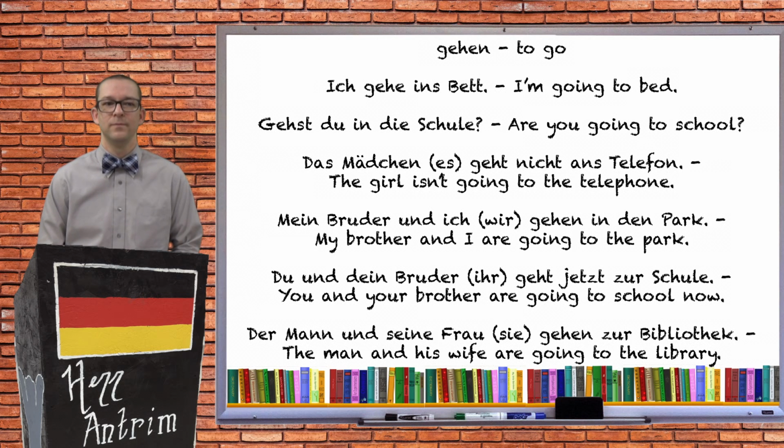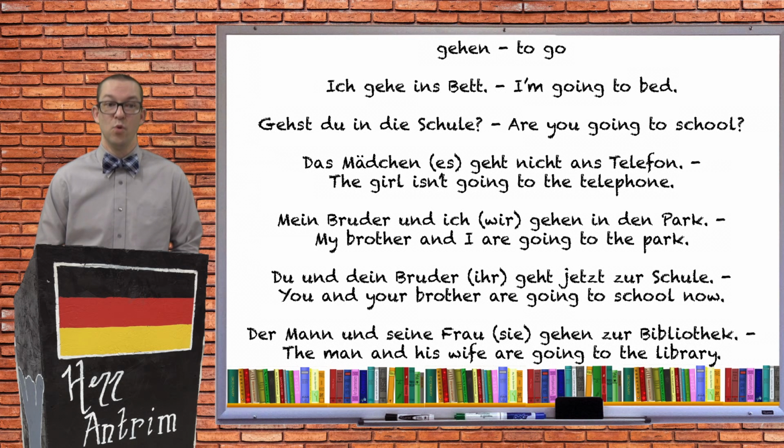Gehen, to go. Ich gehe ins Bett. I am going to bed. Gehst du in die Schule? Are you going to school? Das Mädchen geht nicht ans Telefon. The girl is not going to the telephone. You could also say, es geht nicht ans Telefon. Mein Bruder und ich gehen in den Park. My brother and I are going to the park. You could also say, wir gehen in den Park.